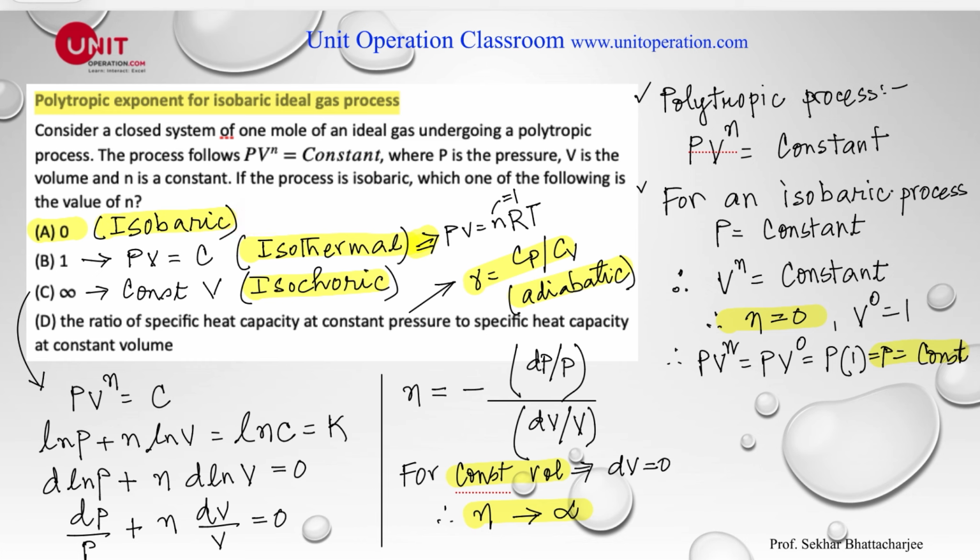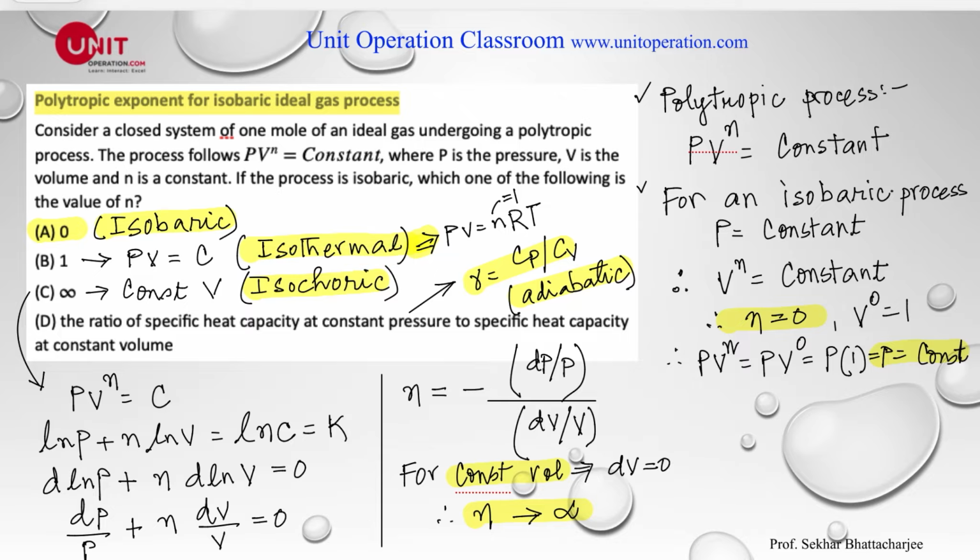Let's look at the other options. If n is equal to 1, that means PV raised to 1 is equal to constant. That means PV is equal to constant. We know that is an isothermal process, because for an isothermal process, PV is equal to nRT. If n is equal to 1, that means 1 mole of an ideal gas, we say PV is equal to RT, where R, of course, is the universal gas constant and T is the temperature. Because for an isothermal process, temperature is constant, so this part is constant, right? So PV is equal to constant. So when n is equal to 1, that is an isothermal process.